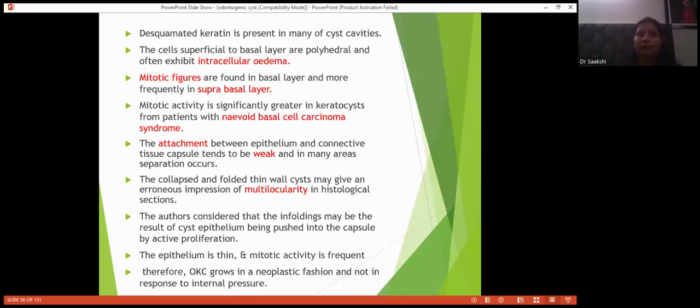So those who are doing their MDS or they who are preparing for the NEET exam, this is the most important question. That is the reclassification of OKC to KCOT and then went back again to OKC. तो आपके उसके reasons क्या है? सबसे पहला PTCH gene. The second reason is the neoplastic activity.